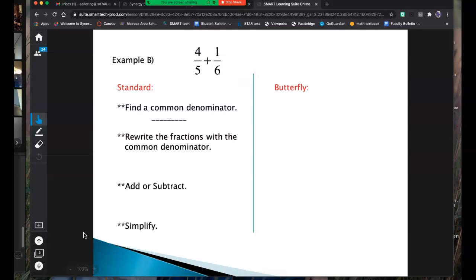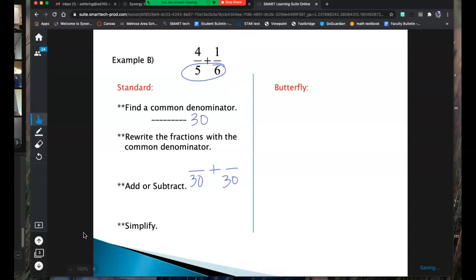Okay, I think most of you responded, and I would say 95% of you said butterfly method. There were a couple of you that said standard, and you can definitely use that. In example B, the common denominator between 5 and 6 is 30, so you would rewrite them with a denominator of 30.